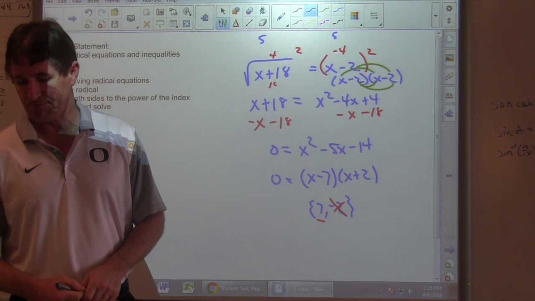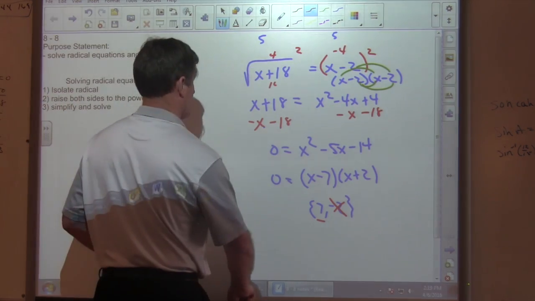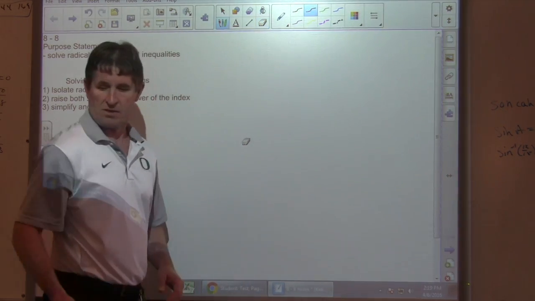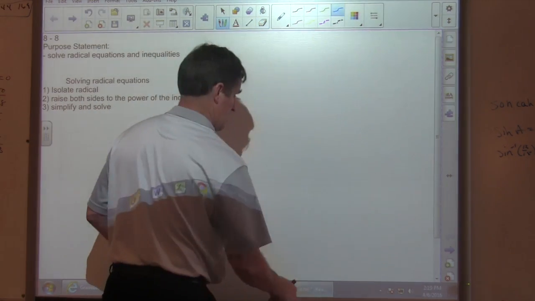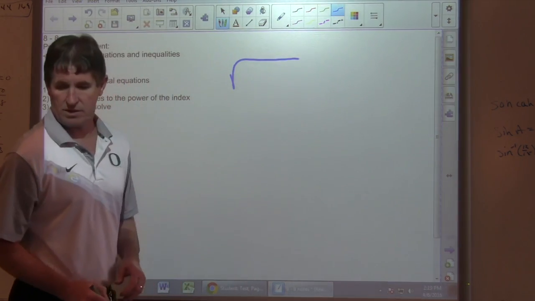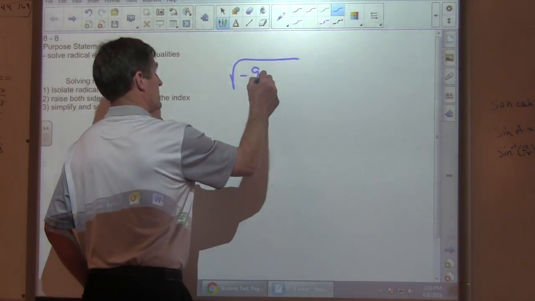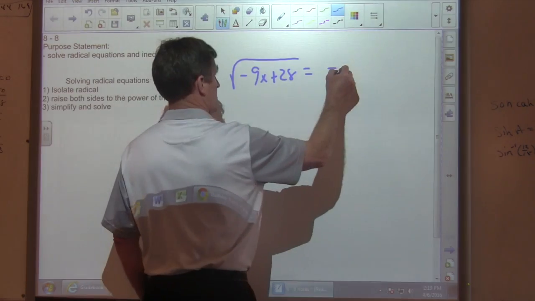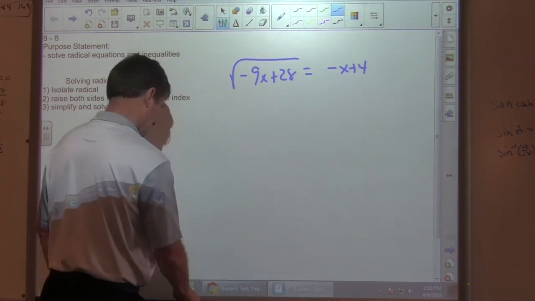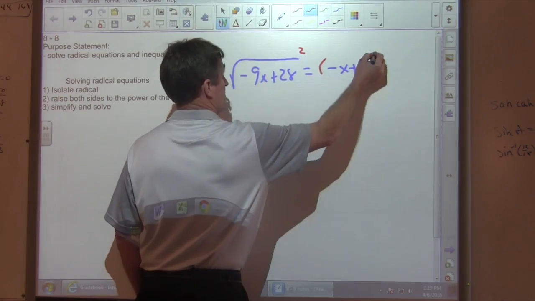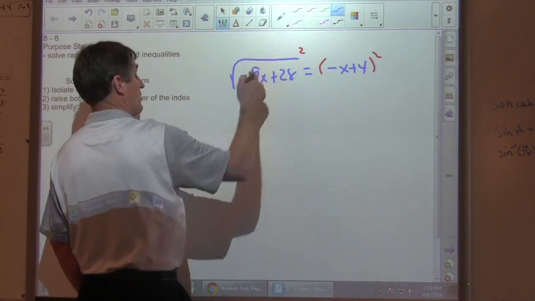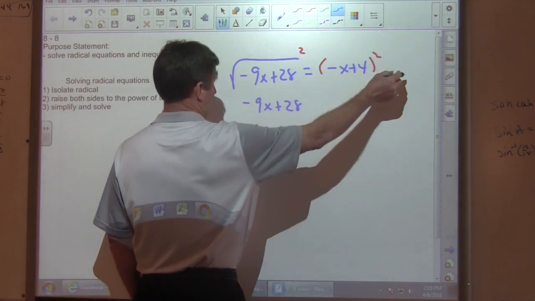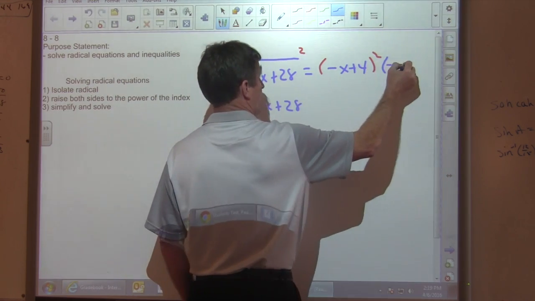So let's do another one of those. So now we're going to do the square root of negative 9x plus 28 equals negative x plus 4. So again, we're going to square both sides. Square root and squared cancel, so we get negative 9x plus 28. And again, we have to FOIL this, so I'm going to add another negative x plus 4.